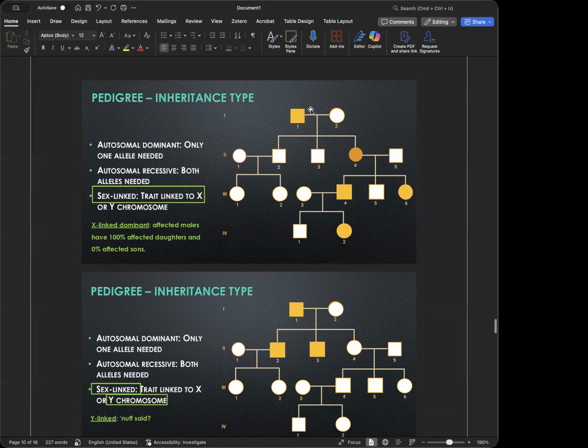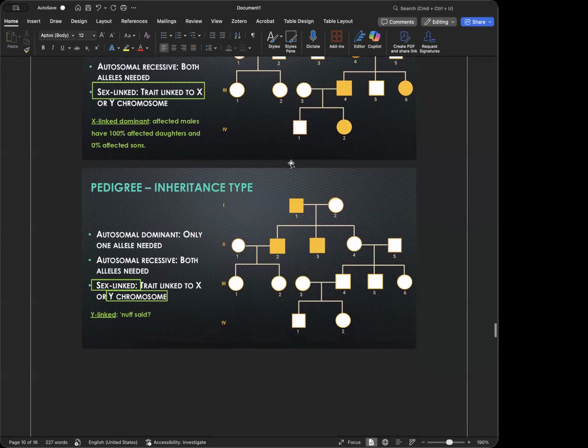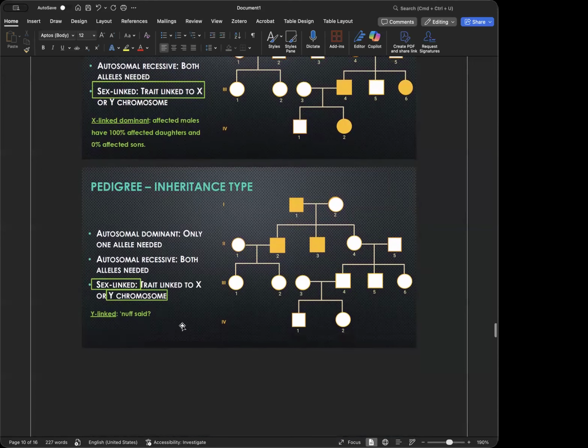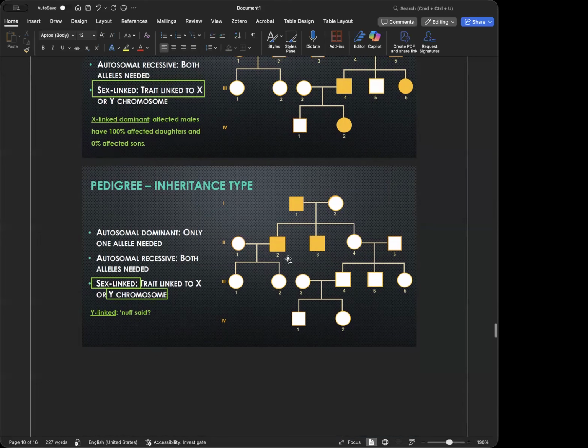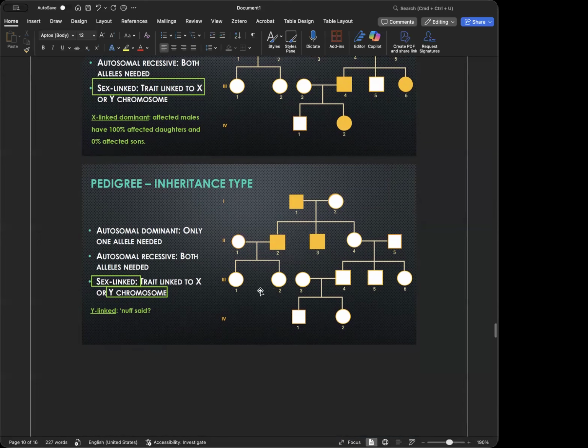Now, this is when we're talking about just an affected male and not an affected female. Obviously, that changes a little bit if the female is affected too. But in this case, if it's X-linked dominant, any affected male will have 100% affected females and 0% affected sons. For a Y-linked trait, enough said. Females will never be affected because they don't have that chromosome. Males will obviously always be affected because they have that chromosome.